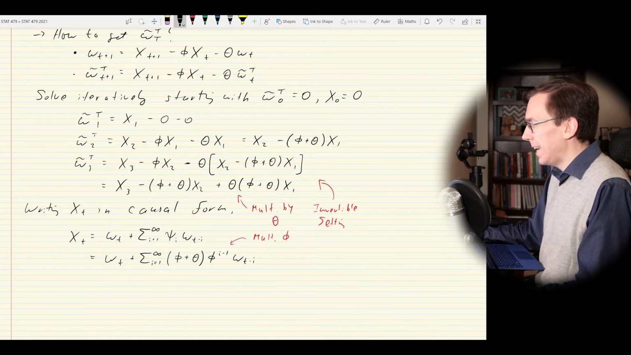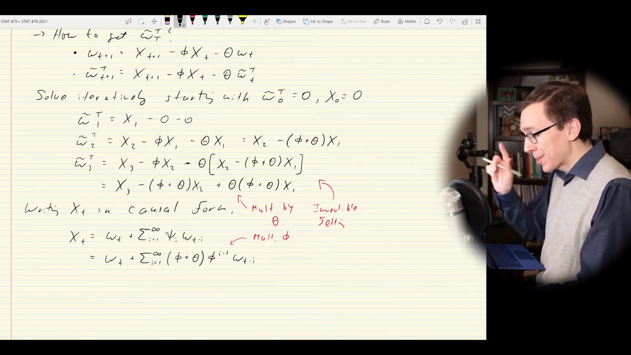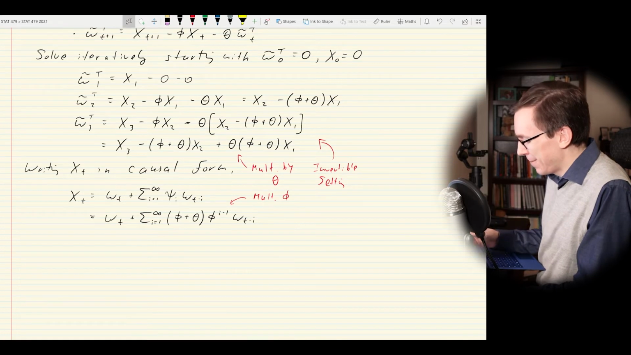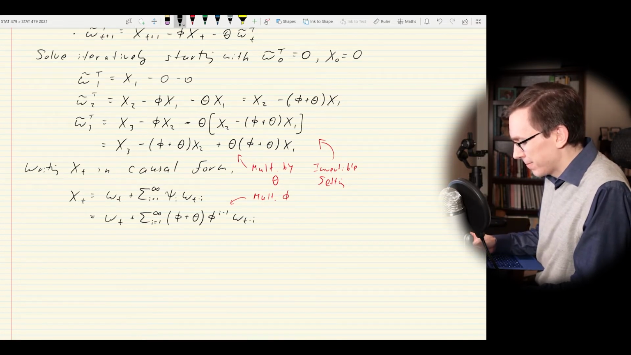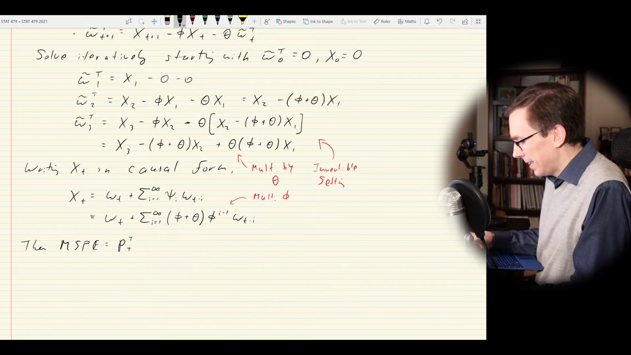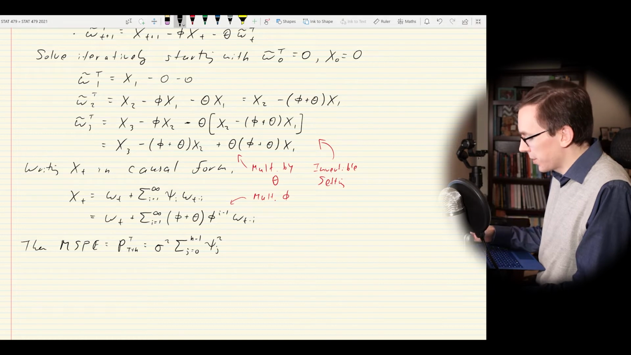So anyway, what were we trying to do? Oh, yes, we were trying to get the mean squared prediction error. Then the mean squared prediction error, using this notation P_T, T plus h, we said before, is going to be a finite summation, j from 0 to h minus 1, of these psi_j squared coefficients.